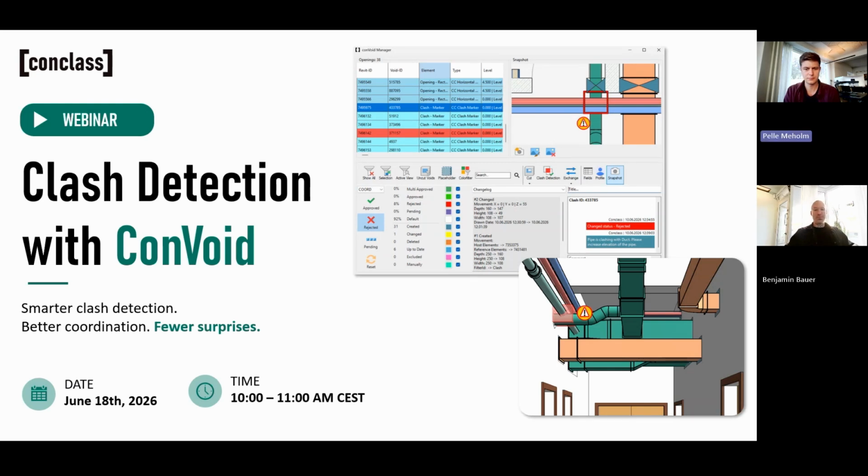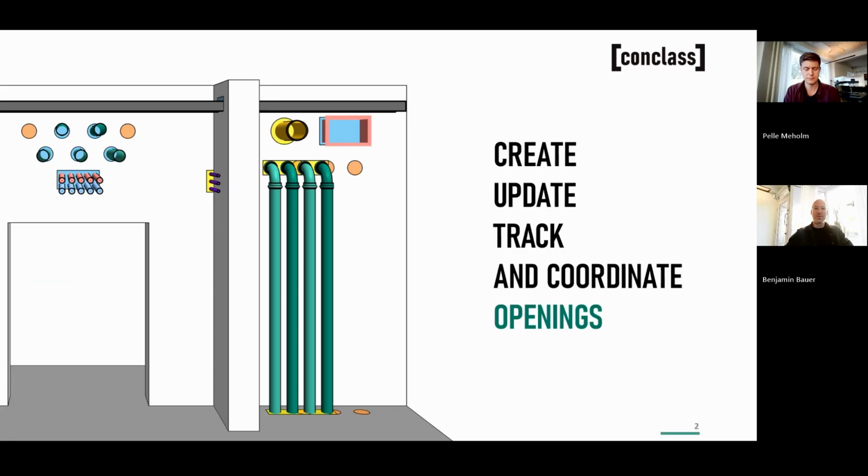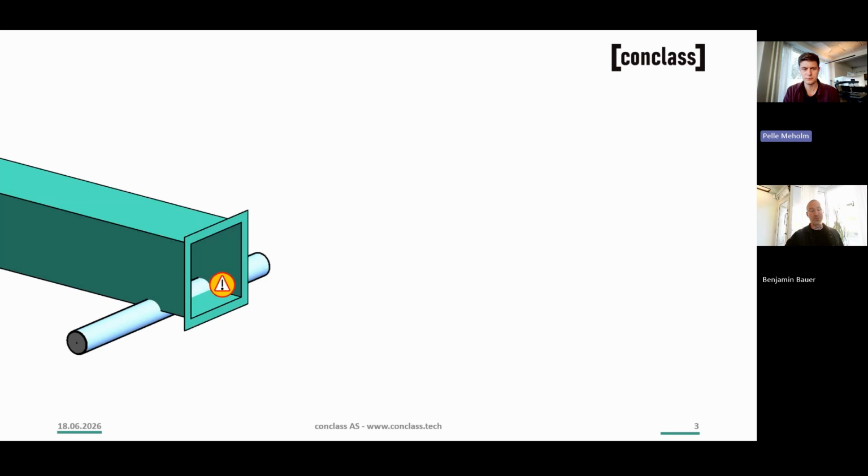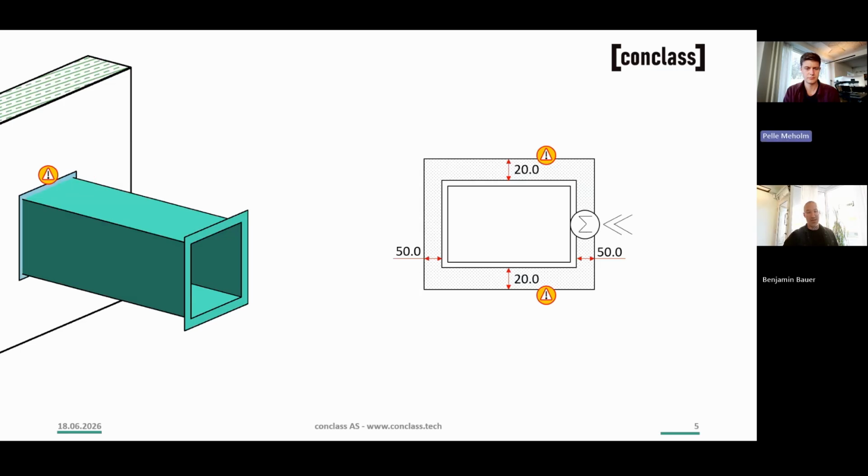So, as you know, ConVoid is a go-to solution for the creation, the updating, the tracking, and coordination of openings. What you might not know is that ConVoid also has an advanced clash detection feature. So what kind of clashes are covered by ConVoid? First of all, clashes between MEP elements such as ducts and pipes, clashes between MEP elements and architectural or structural elements.